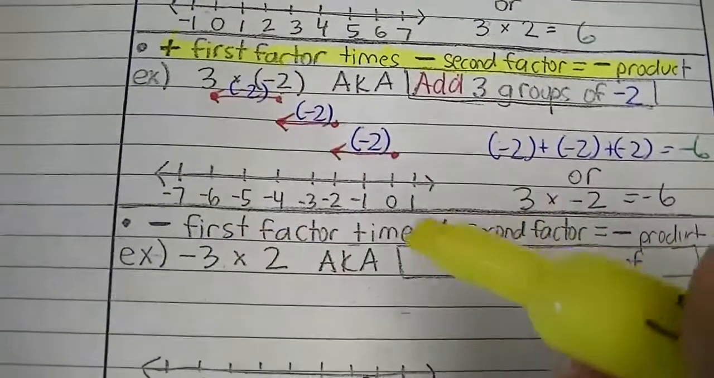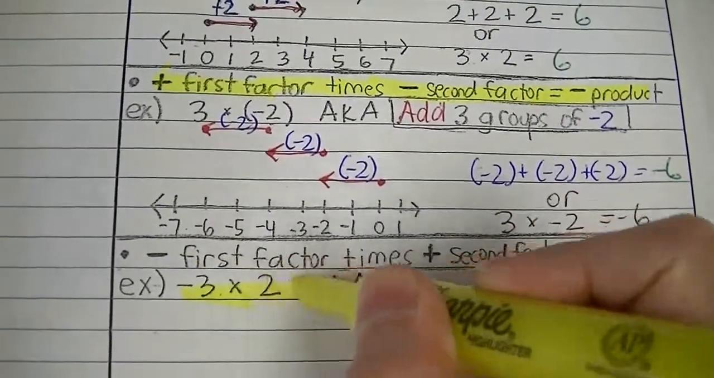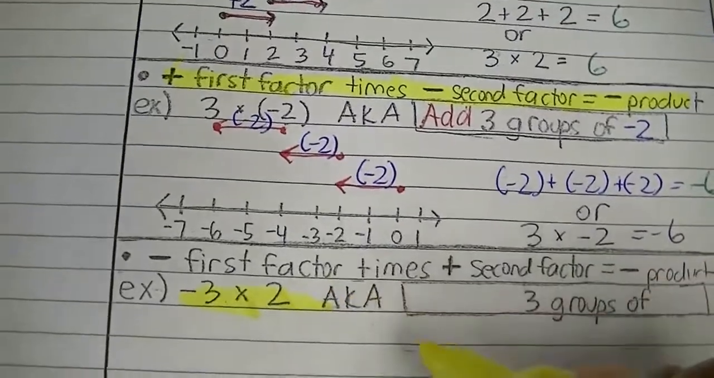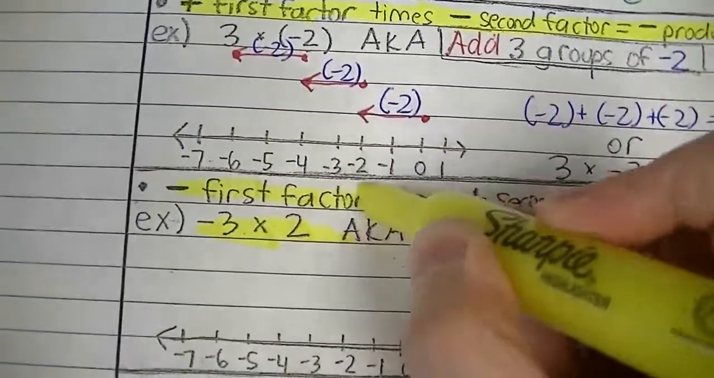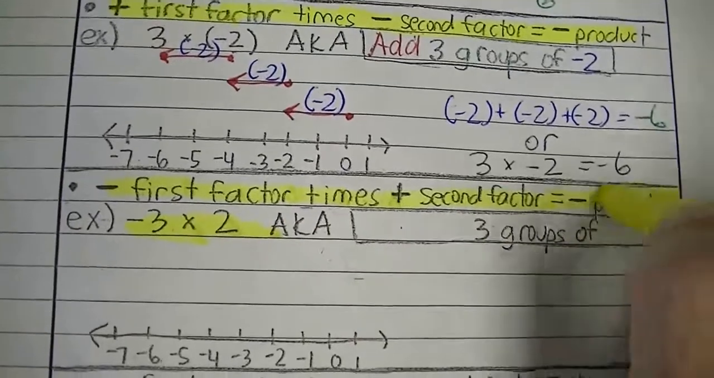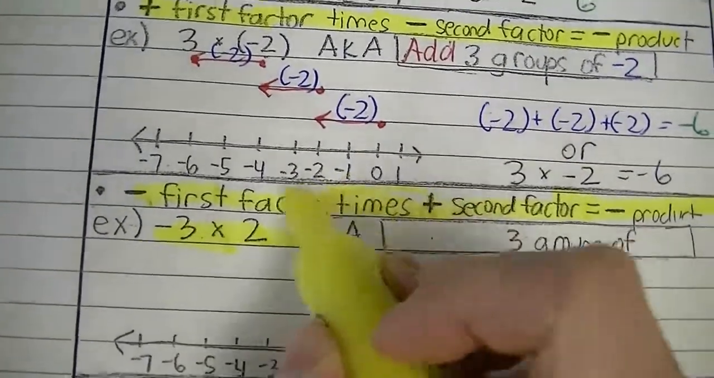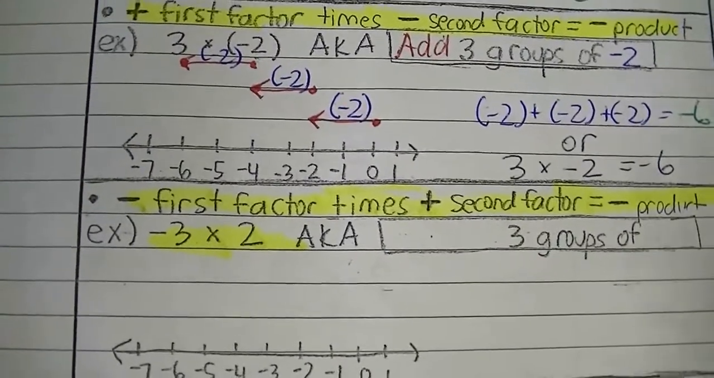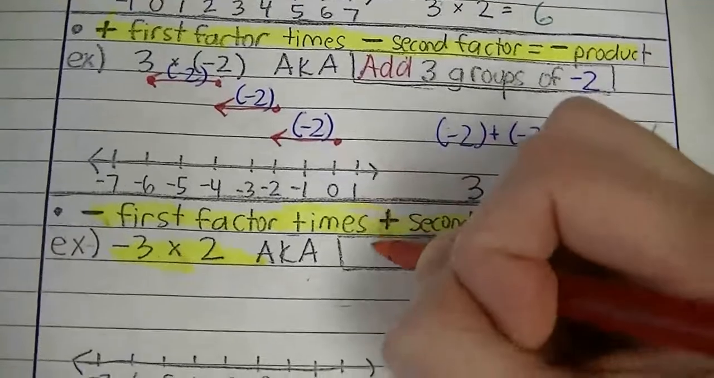All right, what happens if you have a negative first factor times a positive second factor? So a negative times a positive. Oops, sorry, I highlighted the wrong thing. It's kind of hard when I'm watching through the camera. Okay, so when you have a negative times a positive, you're going to have a negative answer. Ignore that. So a negative 3 times 2 really means that you're going to subtract 3 groups of 2.